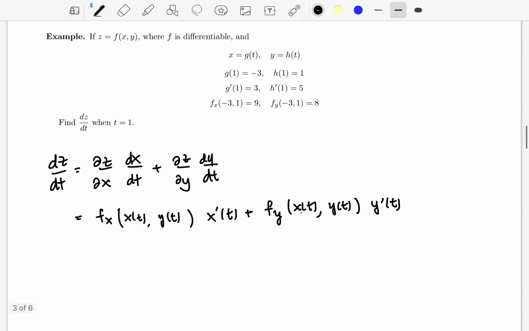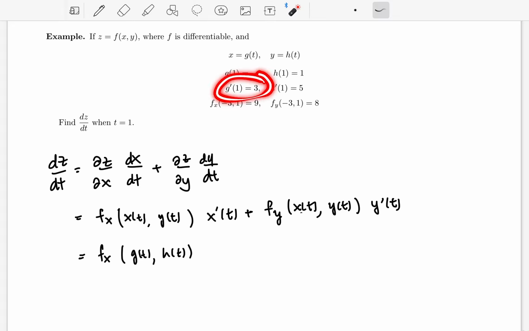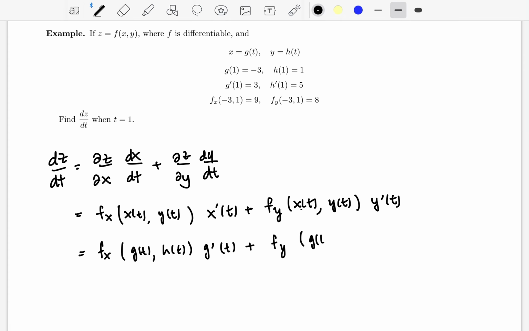Now, one more intermediate step. I know that x is actually g of t, so this would be the partial with respect to x, and then g of t, h of t times, and x prime will be just g prime, so this is g prime of t plus the partial with respect to y, and then again we have g of t, h of t, and then y prime of t is just h prime of t.